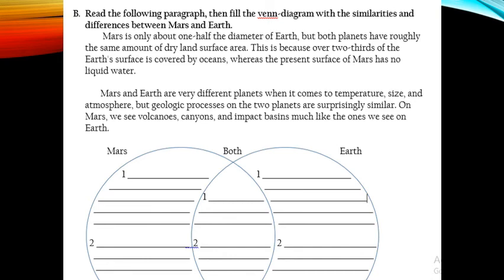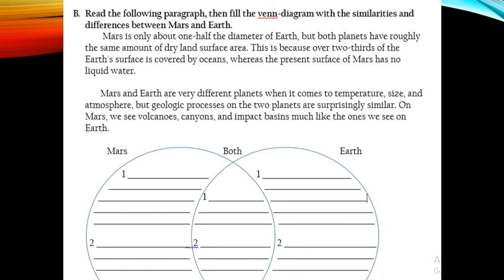Mars is only about one half the diameter of Earth, but both planets have roughly the same amount of dry land surface area. This is because over 2/3 of the Earth's surface is covered by oceans, whereas the present surface of Mars has no liquid water. Mars and Earth are very different planets when it comes to temperature, size, and atmosphere, but geologic processes on the two planets are surprisingly similar. On Mars, we see volcanoes, canyons, and impact basins much like the ones we see on Earth.